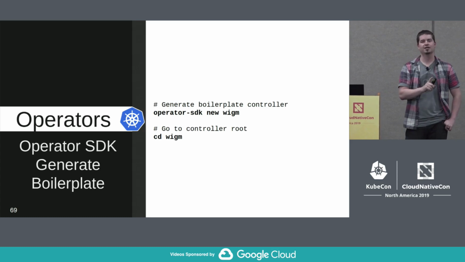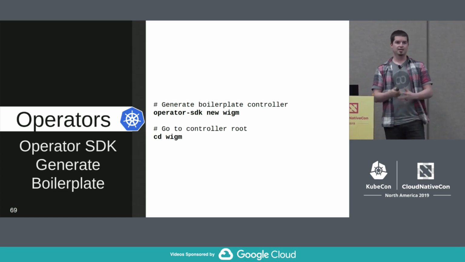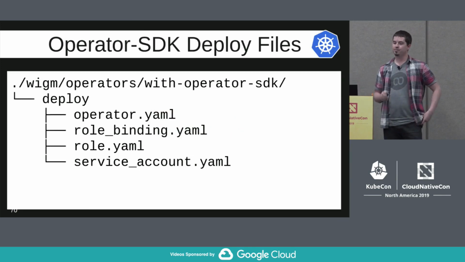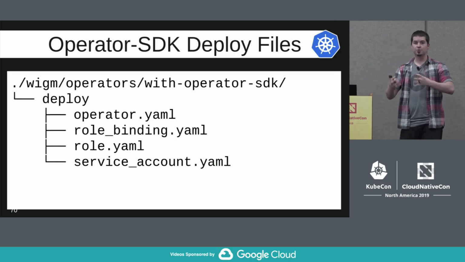This is what it takes for the Operator-SDK to make a new operator. You say, make a new one, call it WIGM, and it boilerplates out a lot for you. If we dig in here, there's a lot of code. The one thing I want to point out is it's already generated all the YAML. Back to YAML. All roads start at YAML. We generate all the YAML to deploy our operator in the cluster immediately. You only have to make one change in here, and it's all usable.